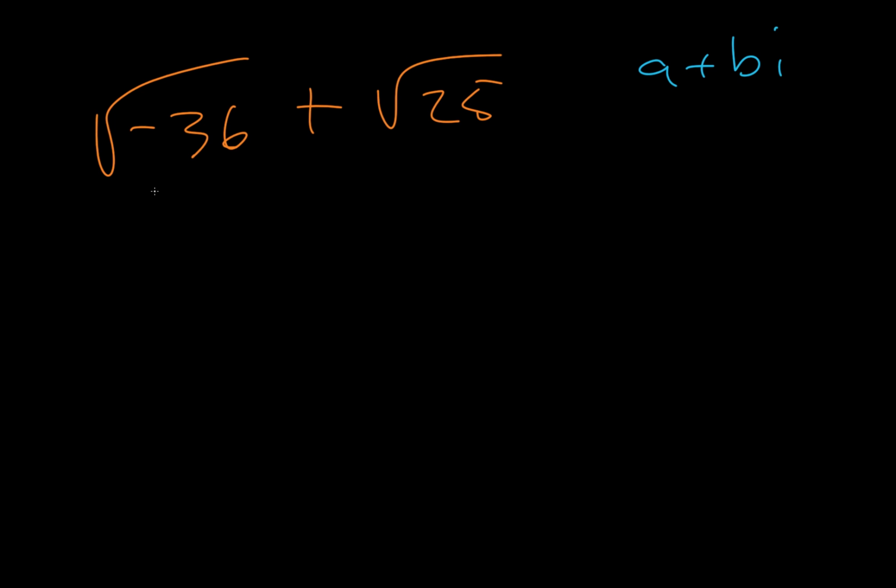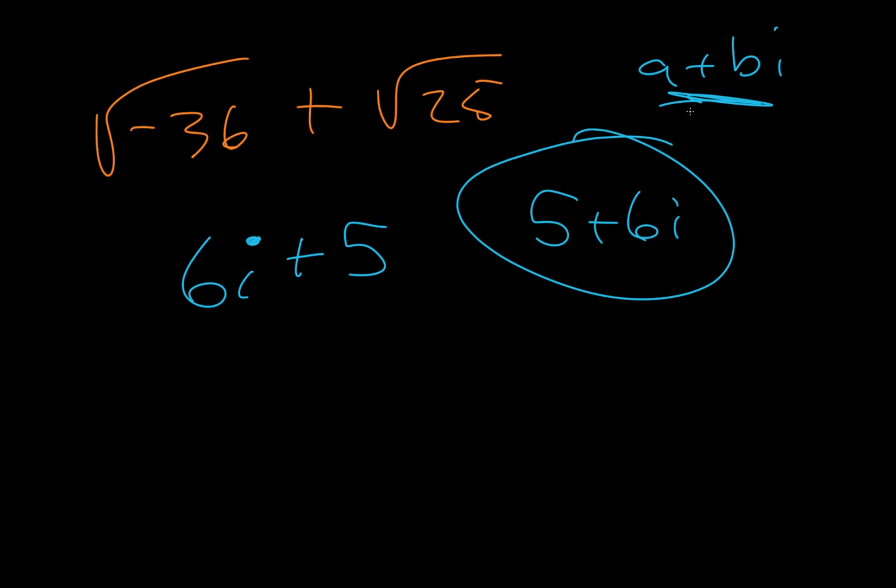So to do that, right here we have a negative sign. We're going to ignore it just for a second. The square root of 36 would give us 6, but since it was negative, it's 6i. Over here, square root of 25 would be 5. Now this isn't quite in the right order, so we just flip them around. So we get 5 plus 6i, and now it matches that form, and so we're done with that.